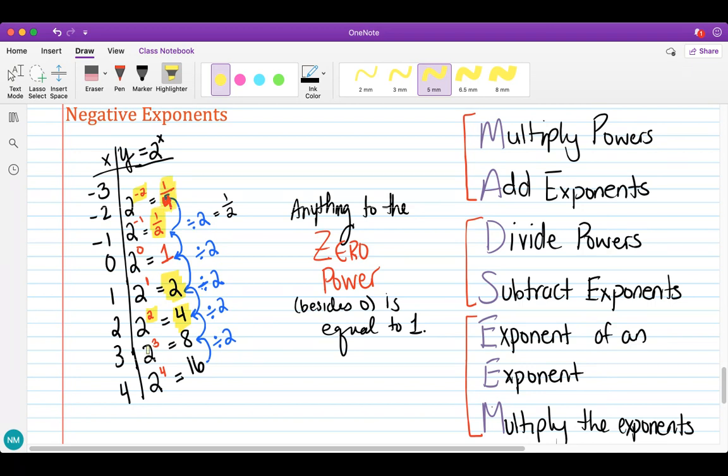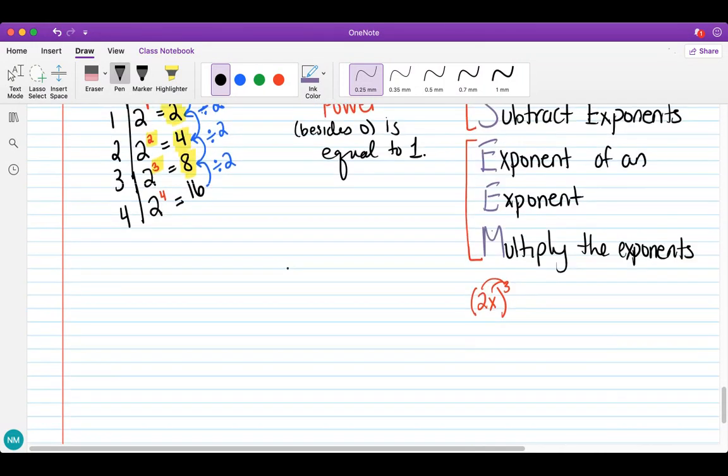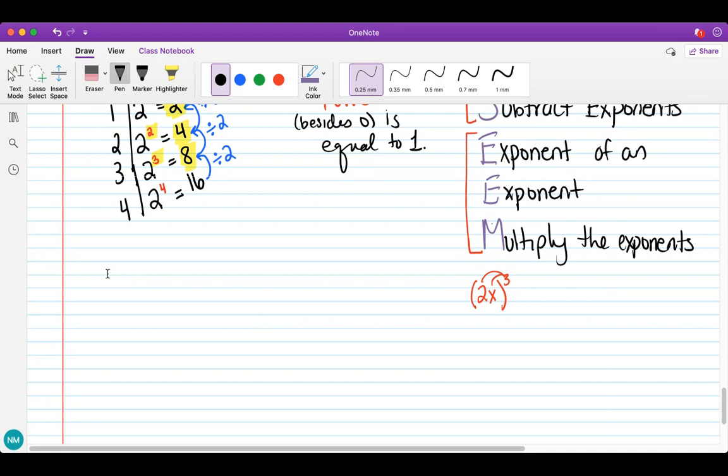So what do you think, if 2 to the third is 8, what do you think 2 to the negative third is going to be? Well, if 2 to the third is 8, this is going to be 1 over 8. So this is the reciprocal of each thing. Again, sorry for the crooked chart, but it's fine. I'll try to write straighter.